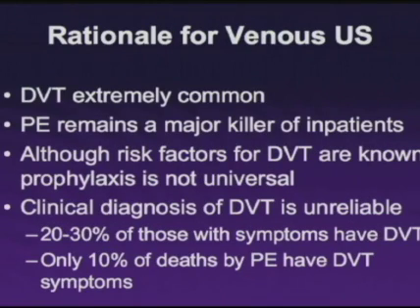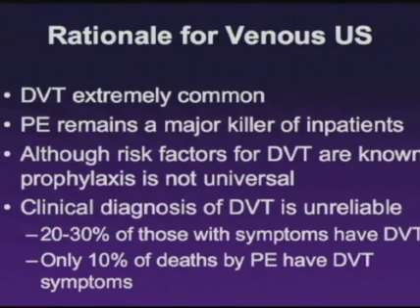Venous ultrasound is an important part of the evaluation for deep venous thrombosis because this is an extremely common disease, and pulmonary embolism is considered one of the major killers of inpatients that are preventable. And prophylaxis is getting more and more widespread, but patients are still at risk for deep venous thrombosis.